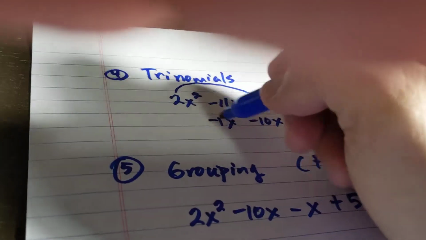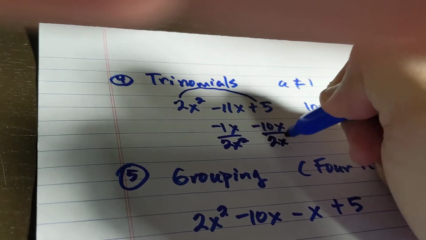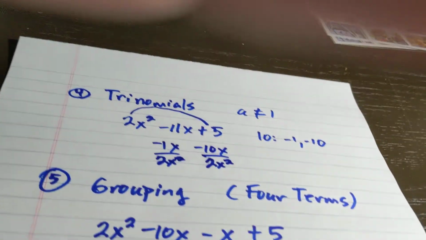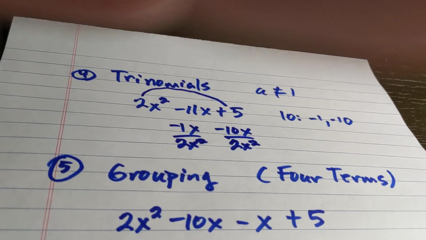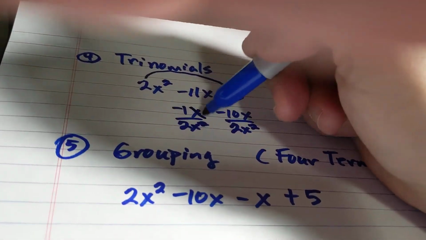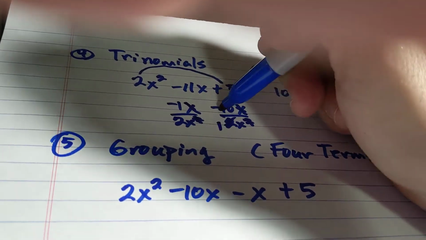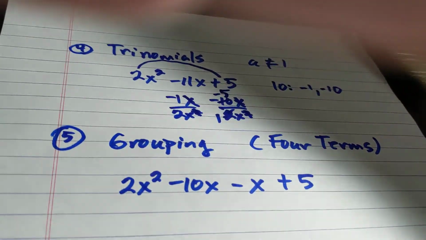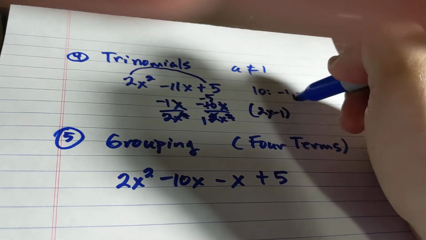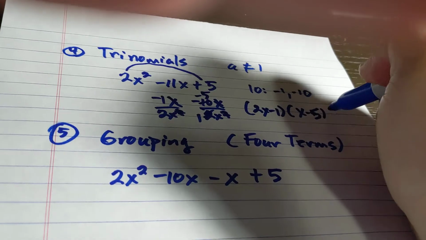And then underneath it, you put a 2x squared, which is this first term here in the problem up here, 2x squared. And then what you're going to do is reduce and cancel out some x's. So notice I could cancel this x with one of those, this x with one of those. 2 goes into 2, 1 times; 2 goes into negative 10, negative 5 times. So here's my final answer, 2x minus 1, and then x minus 5.